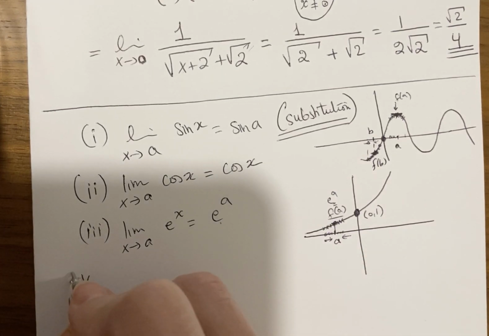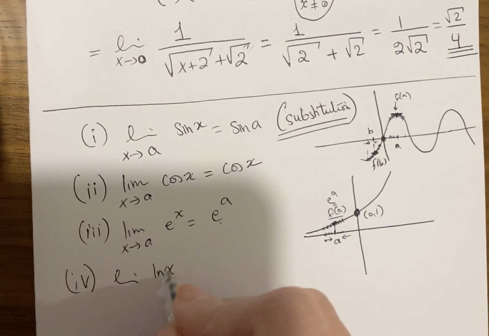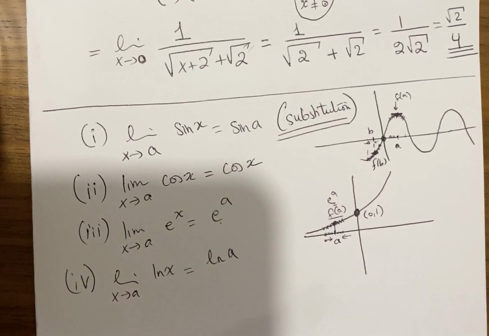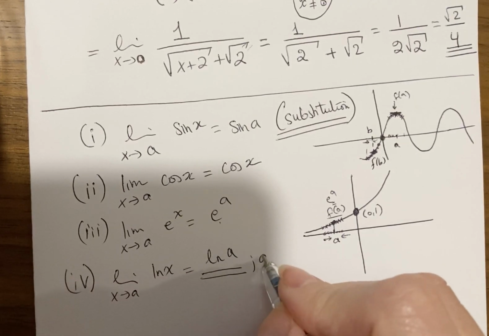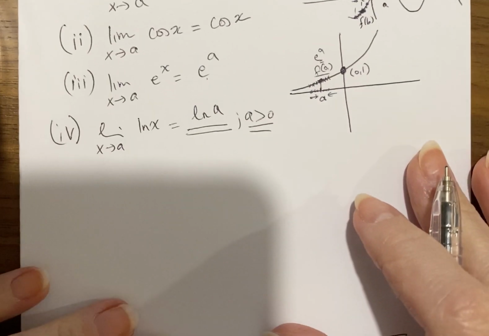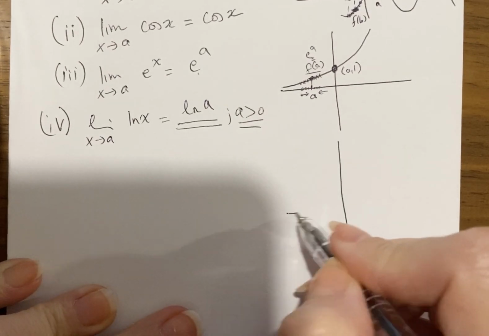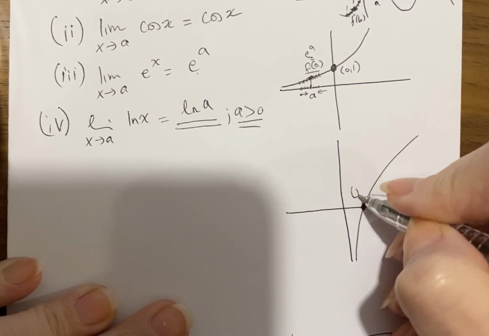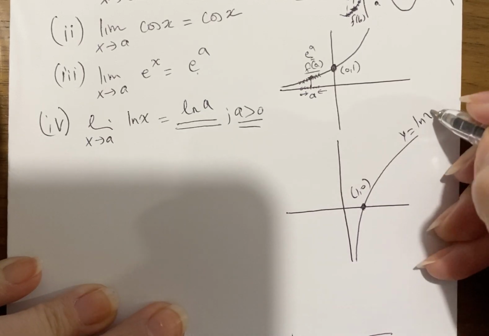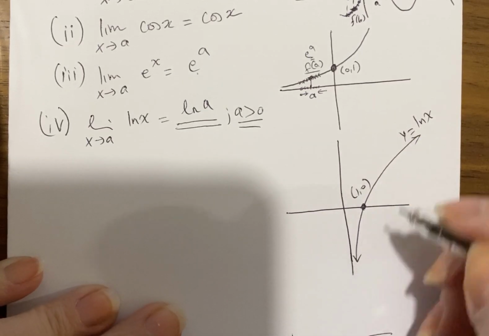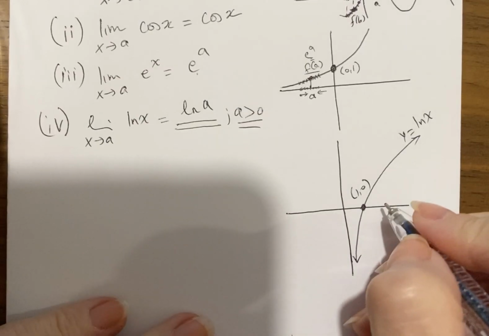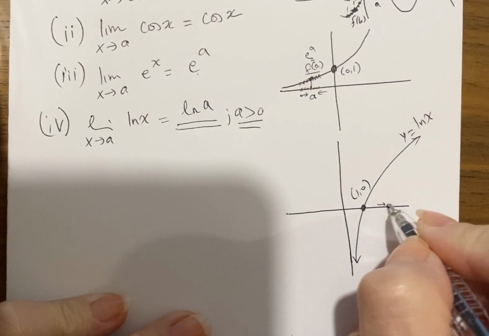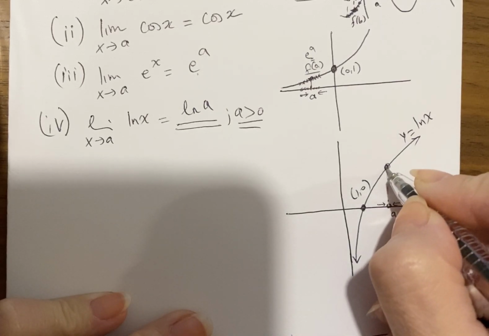The same happens for ln x. As x approaches a, the limit of ln x is ln a. But careful, this only works when a is positive. Why when a is positive only? Because logarithms are only defined for positive values. If you remember how logarithms look like, this is the function y equals ln x, and it's very important to memorize the shapes of those functions. If you take any a value, since the function does not have any problems, then this will be ln a.